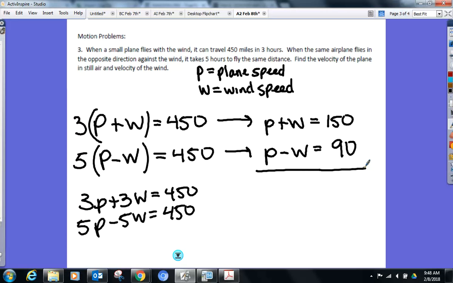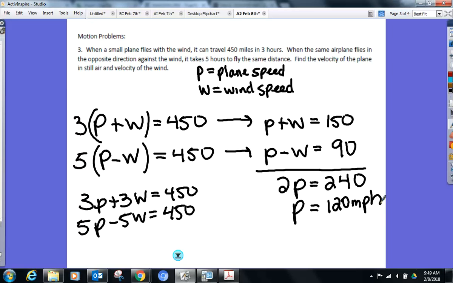Yes, to your advantage. So yes, the w's cancel each other out. What am I left with? 2p equals 240. So my plane speed, 120 miles per hour. It's a small plane. Did you read the problem? That's your plane speed. P was for plane speed, remember. 120 miles an hour. Both of them.